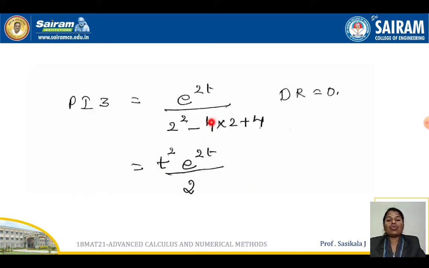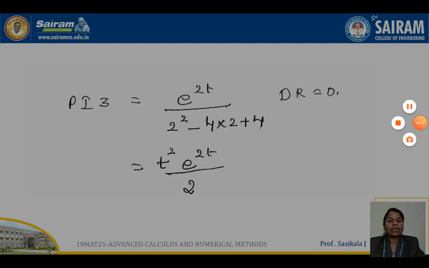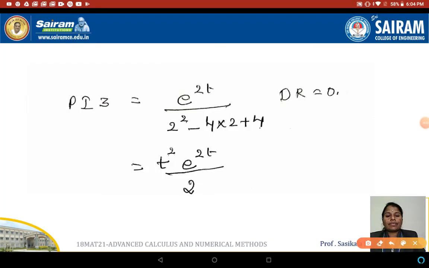Go with the third particular integral. So it is e power 2t by D square minus 4D plus 4. Again, for which method? It will be the e power ax method, D is equal to 2. You can replace it: 4 minus 4 into 2 will be 8, plus 4. So plus 8 and minus 8, the denominator is going to 0. What do you have to do? If the denominator is going to 0, you have to use differentiation. So take the differentiation part: multiply the numerator by the independent variable, and I'll get t e power 2t by the denominator.